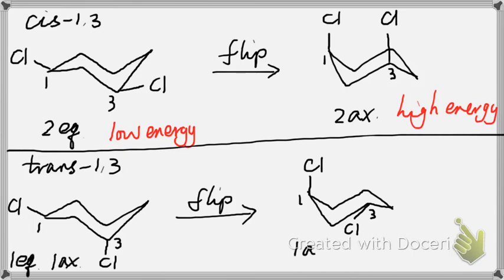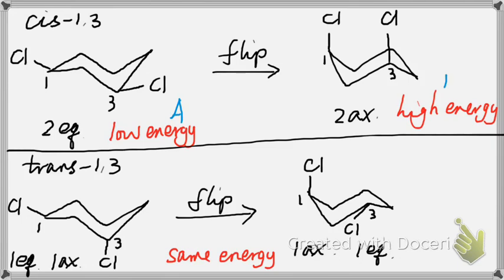So in first molecule, we have 1 equatorial, 1 axial. And the second, we have 1 axial, 1 equatorial. Energy-wise, they are the same. Okay? So the conclusion here seems to be the opposite of the 1,4 disubstituted cyclohexane, right?